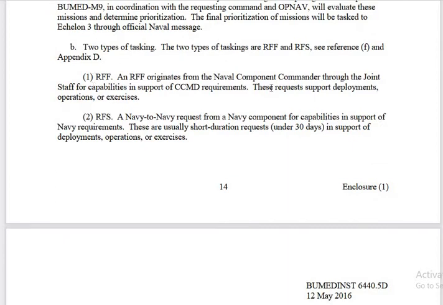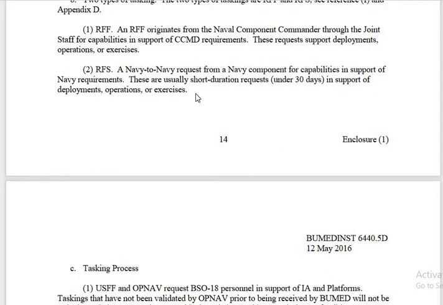So request for forces originates from the combatant command or component commander through the joint staff. The request for support is a Navy to Navy request, 30 days in support of exercises. So think request for forces is joint. Request for support is Navy. I like to think of that as support just means, hey man, we need help. So under 30 days, or request for forces, hey man, we need forces. We don't need support, we need forces.